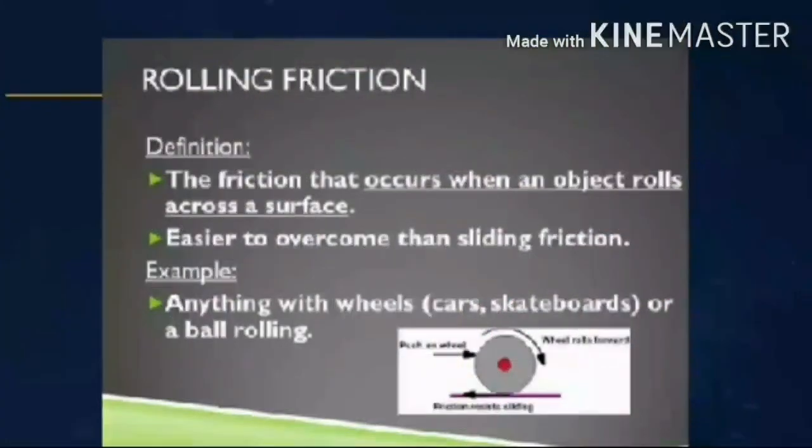Rolling friction. When an object, like a wheel, rolls over the surface of another object, the resistance to its motion is called rolling friction. It is always easier to roll than to slide an object over another object. So, rolling friction is much less than sliding friction.